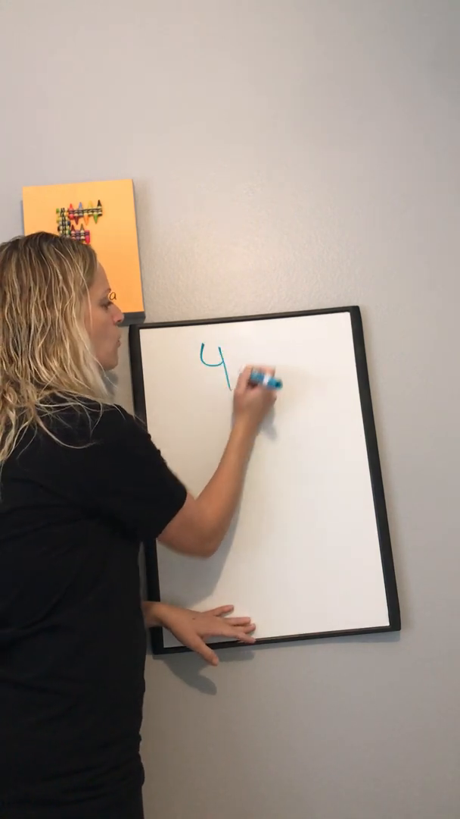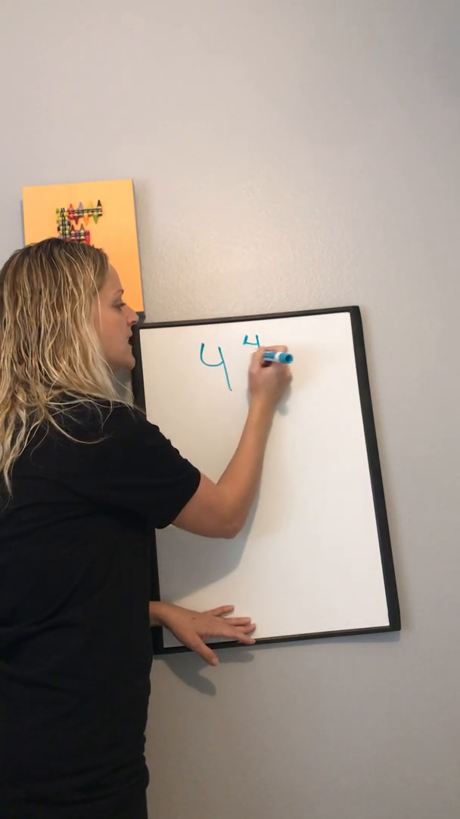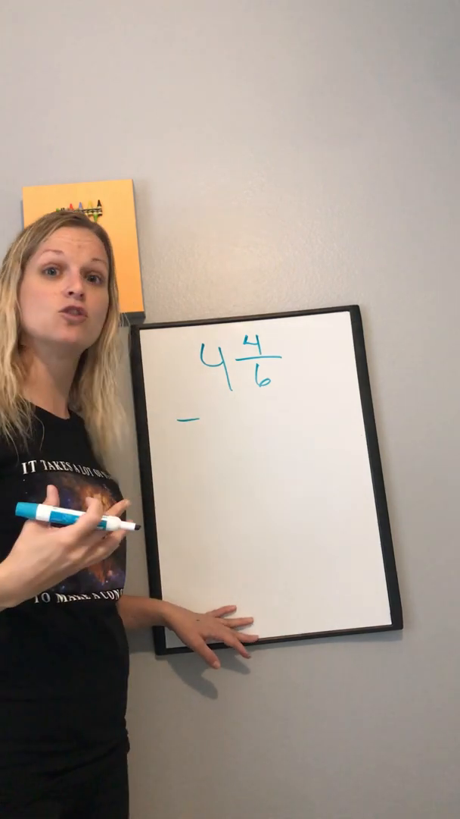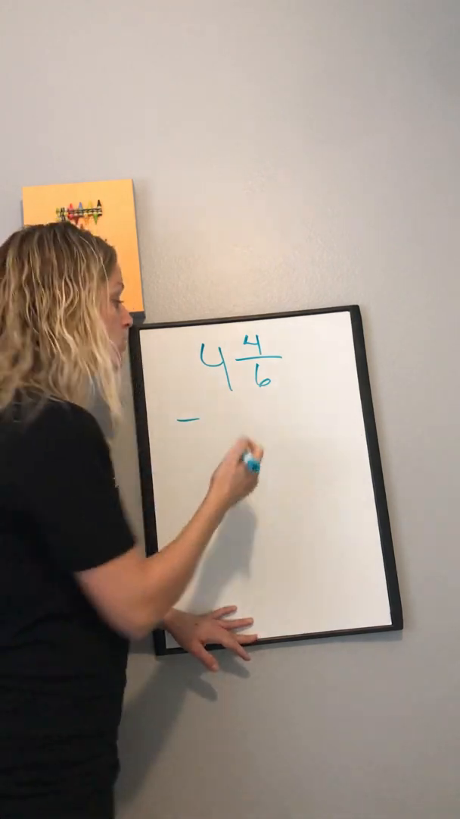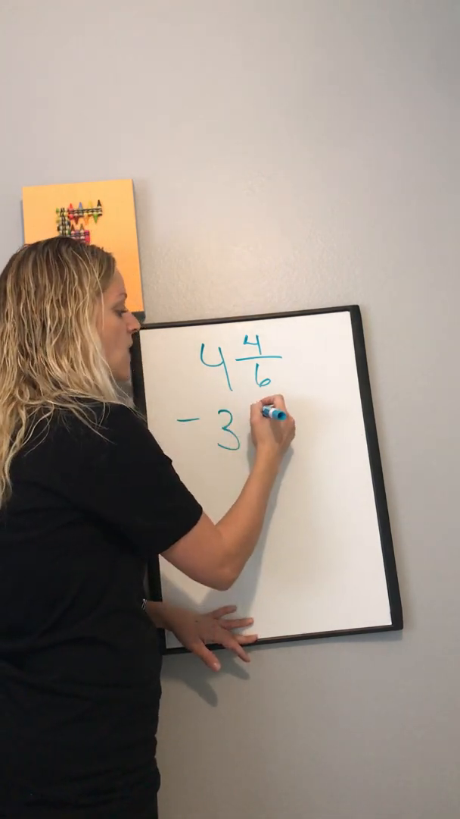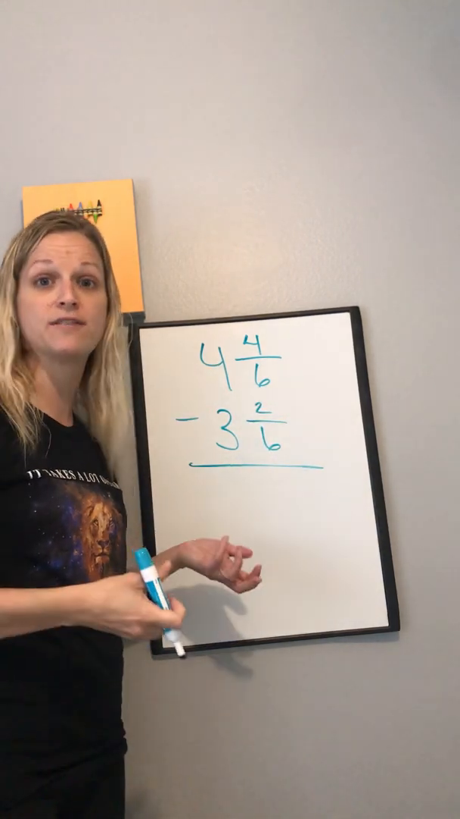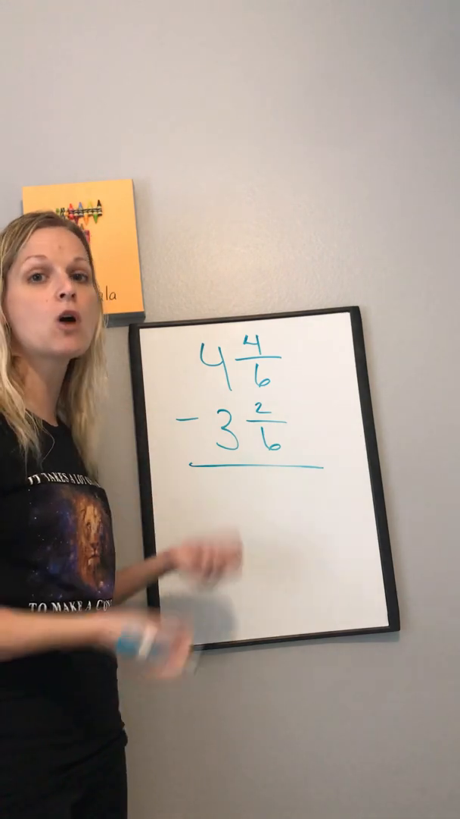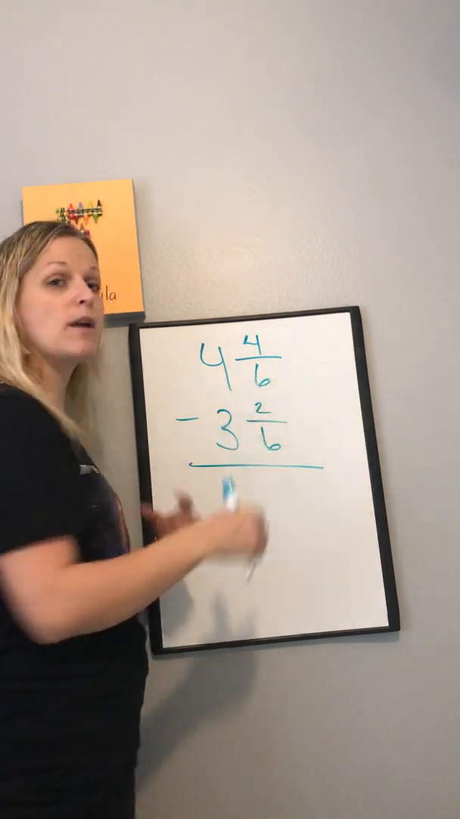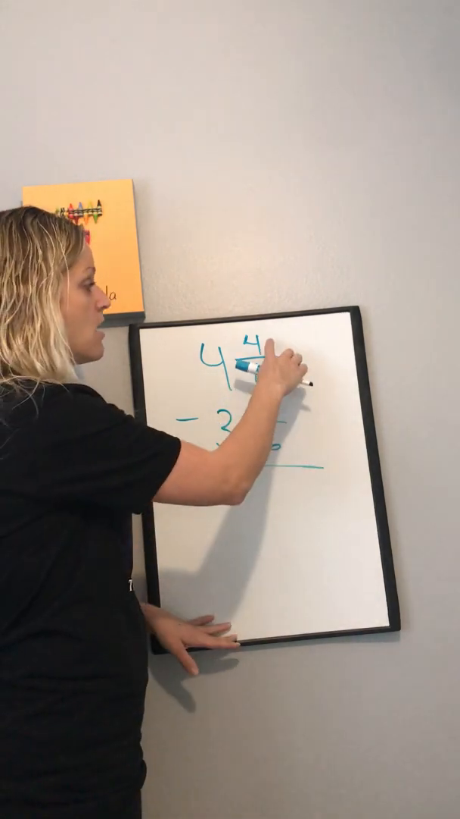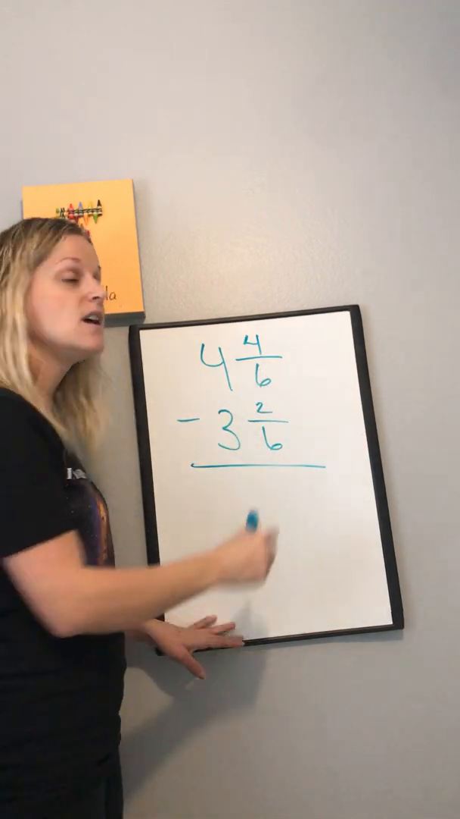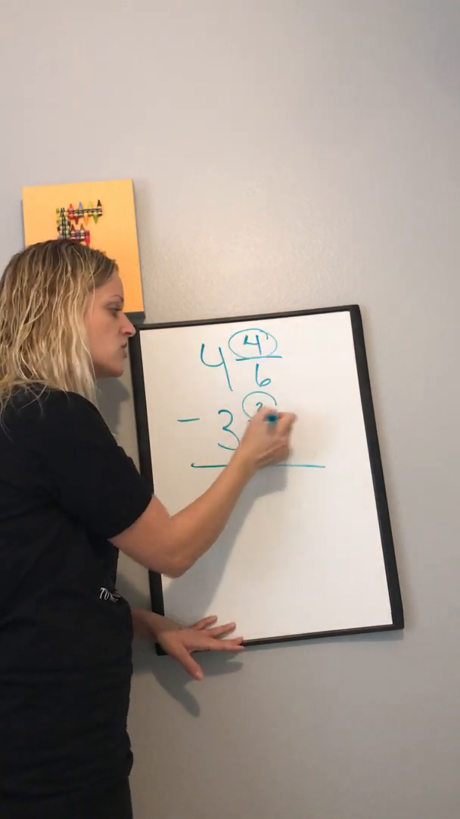I want to show you one where you might not have to borrow. You don't always have to regroup. And sometimes some of you accidentally do it because you're in the habit of doing it, because a lot of them you do have to regroup, but you don't always have to. So let's look here. My first step is subtract the fractions. 4/6 minus 2/6.